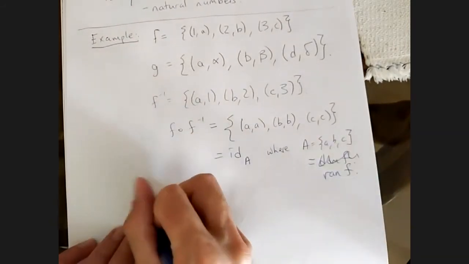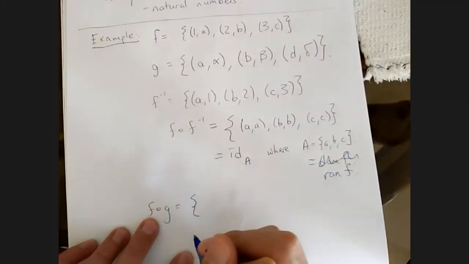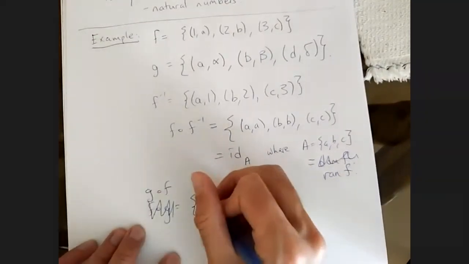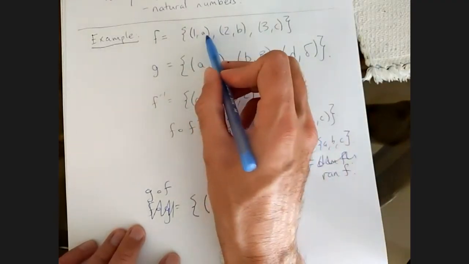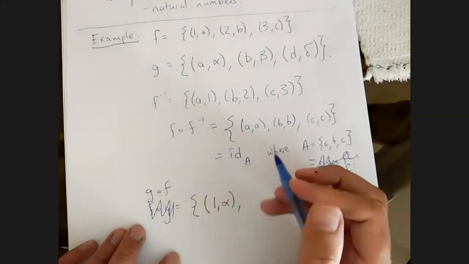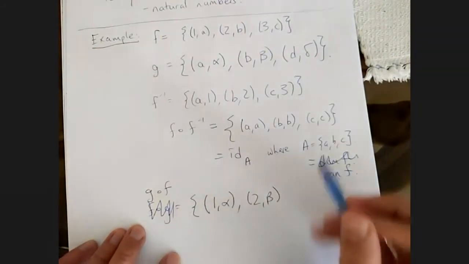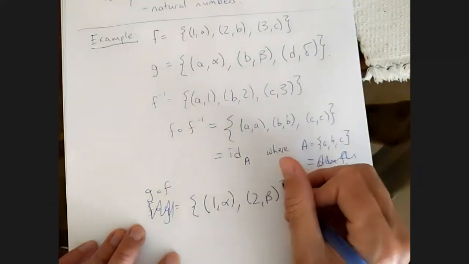Now we can do f of g. What is f of g? Or I think I want to do g of f, I'm sorry. What is g of f? Well, 1 gets sent to A and A gets sent to alpha. So g of f sends 1 to alpha, and g of f sends 2 to beta. And g of f doesn't do anything to 3 or anything else. So that's it for g of f.